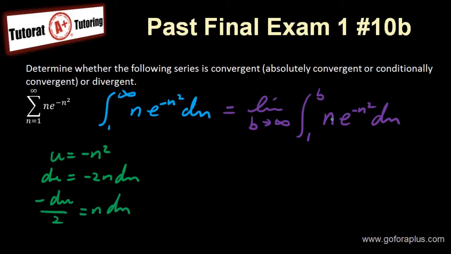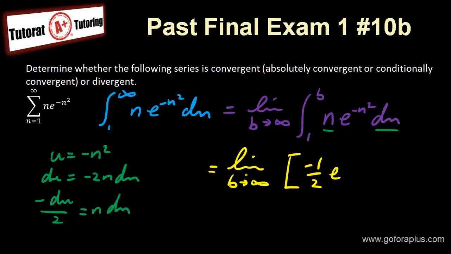So I have my n dn here. So I have an extra minus 1/2 in front and it's e to the u. So the integral of e to the u is just e to the u. So my answer for this integral is going to be, so I still have my limit in front, I have minus 1/2, which is coming from the minus 1 over 2 du, and then I have e to the u, but what is u? u is minus n squared.